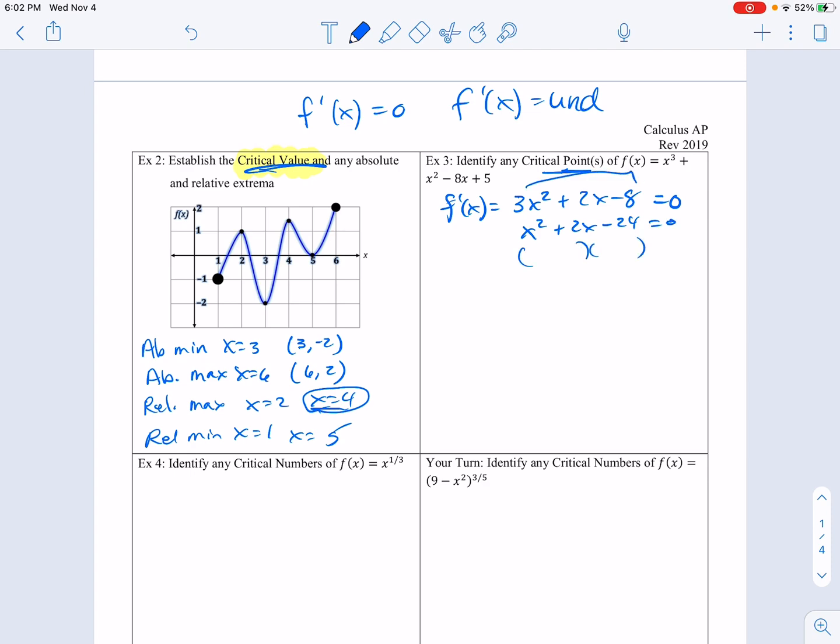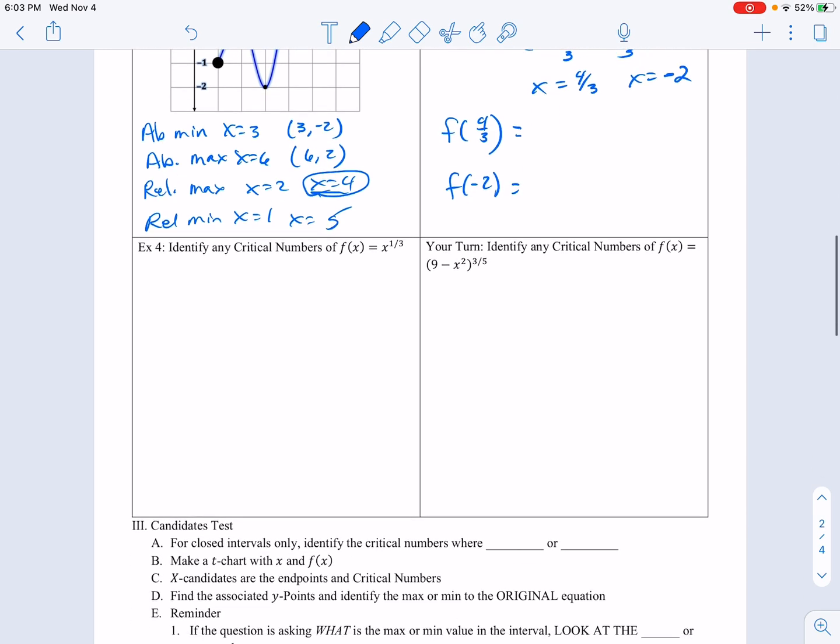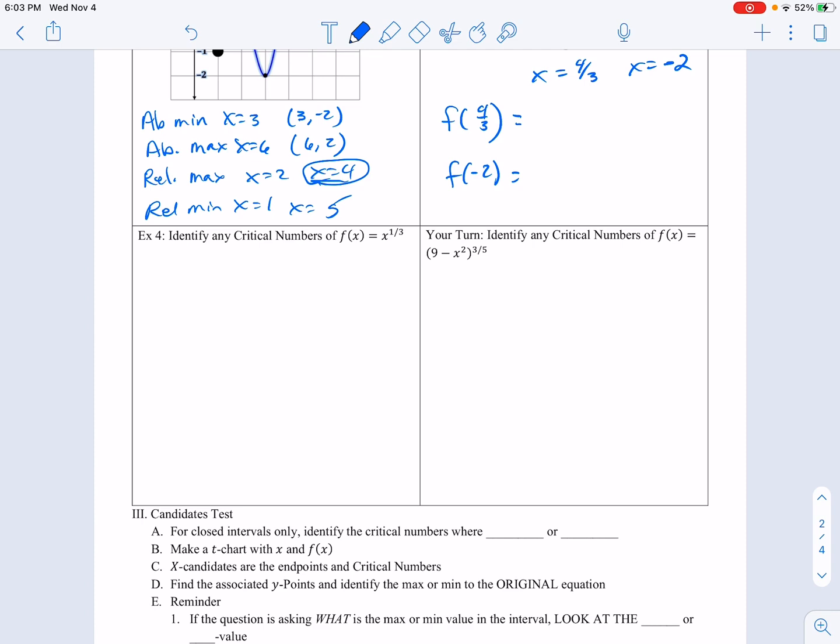Now I've got x, I need 6 minus 4 and x plus 6. And since I multiplied by 3, I divide by 3. So I end up with x equals 4/3 and x equals negative 2. Those are the critical points. If they want the y value, you just plug it in, which I didn't do and I don't have my calculator, so you can do that. Okay? Identify the critical points.